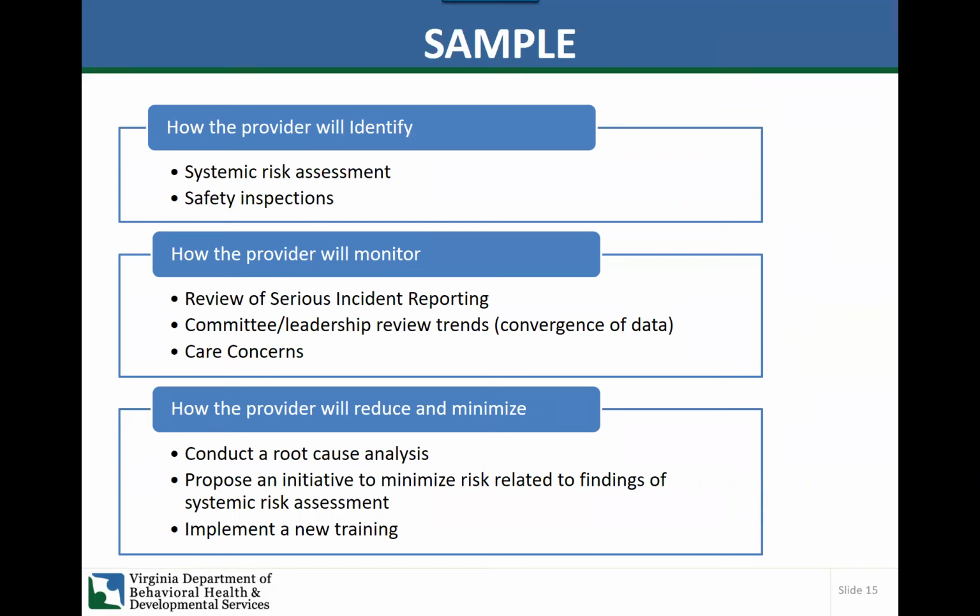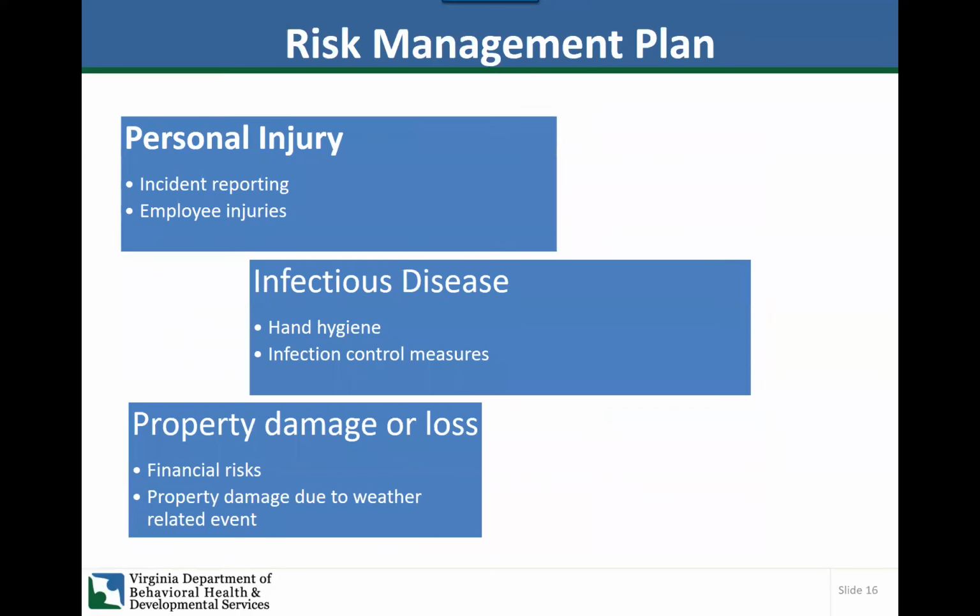And then how are you going to reduce and minimize? Well, conduct a root cause analysis, propose an initiative to minimize risk. So these were just some examples, and they are again included in that sample document. And the next slide takes it a step further though to remind everybody to really read the regulations and refer to the guidance documents, but it's several things. It's personal injury, infectious disease, property damage or loss, and other sources of potential liability. So all of that needs to be in your risk management plan.